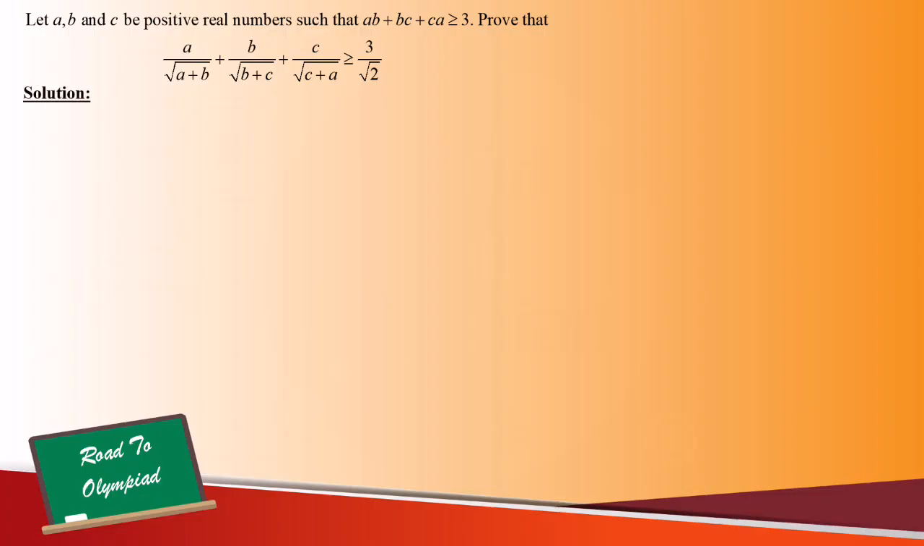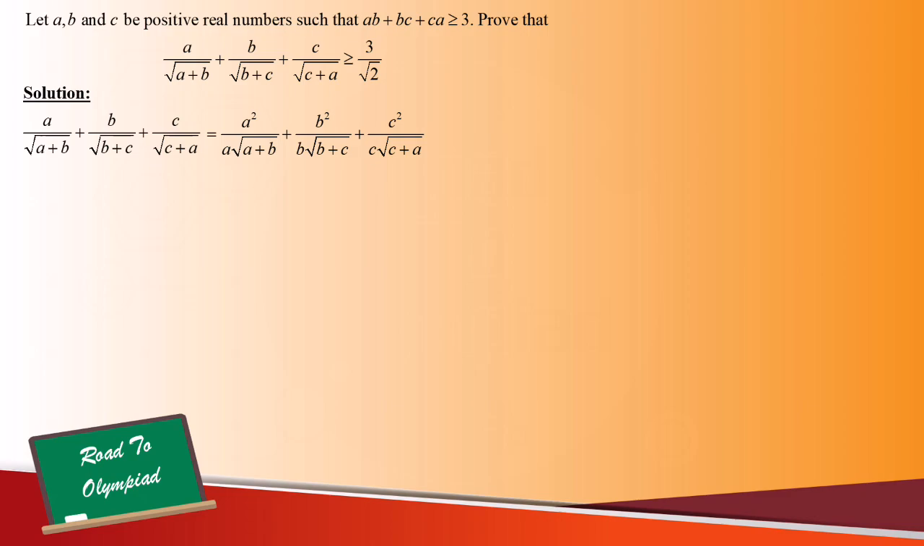To solve this problem, we start by noticing that the given expression can be written as a squared over a square root of a plus b, plus b squared over b square root of b plus c, plus c squared over c square root of c plus a, by multiplying a, b, and c respectively to each of them on both the numerator and the denominator.